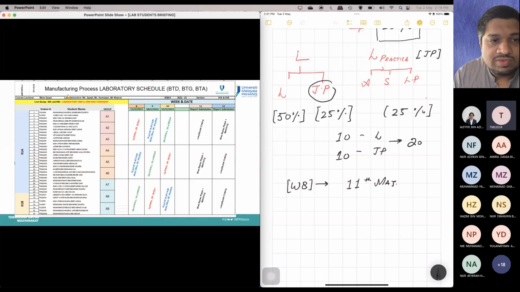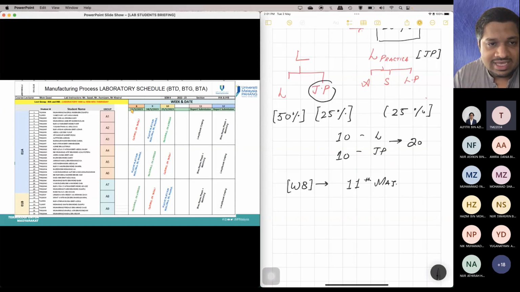Those students who belong to group number A1, A2, and A3, they are going to go to Mr. Sazali's lab, which is the casting lab, on 8th week, 11th of May. Those students who belong to group A7, A8, and A9, they're going to Mr. S. Nizam's lab, which is the machining lab, on 8th week, 11th of May. So in this way, you are going to complete three labs. These groups are going to be distributed in such a way that you complete each lab each week, and three labs will be conducted.